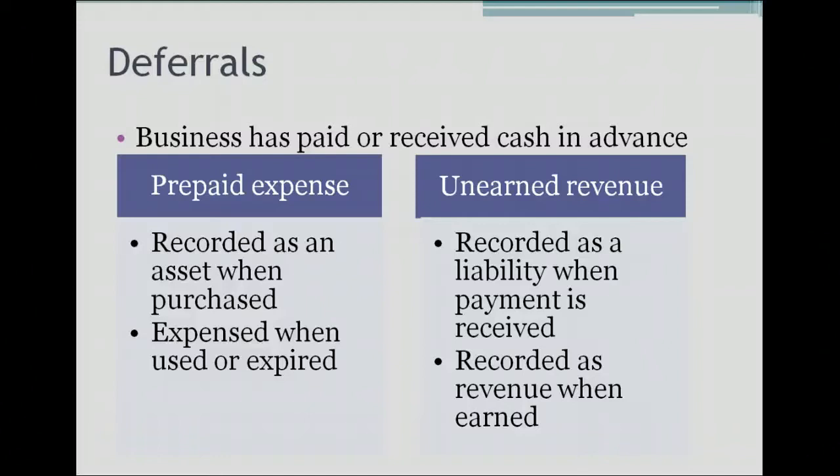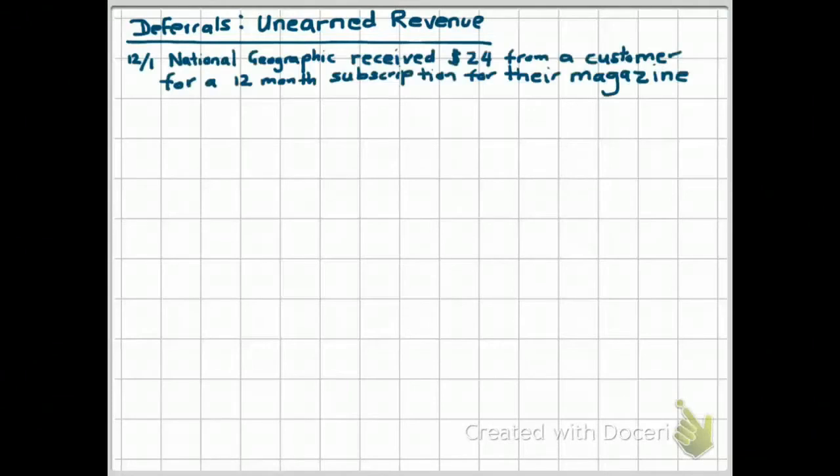Once the company performs the service, or sells or delivers the goods to the customer, then we record the revenue as earned. Let's take a look at an example. On December 1st, National Geographic received $24 from a customer for a 12-month subscription for their magazine. You all know that whenever people subscribe to magazines, you have to send the entire subscription amount up front before they will send you the magazines.